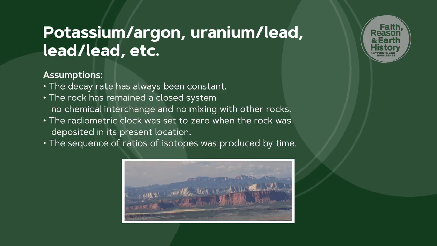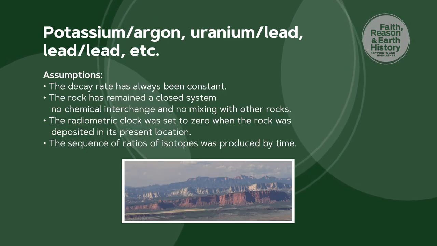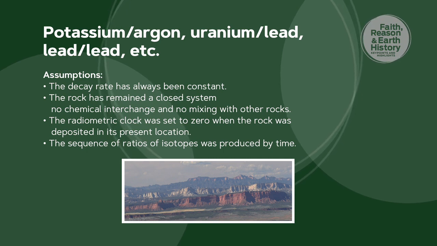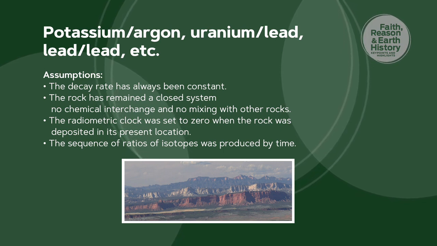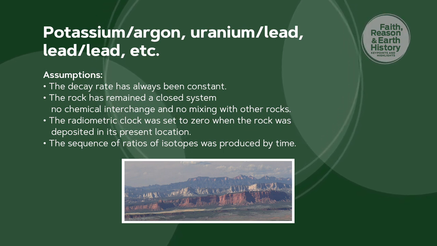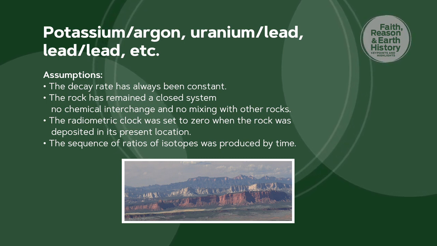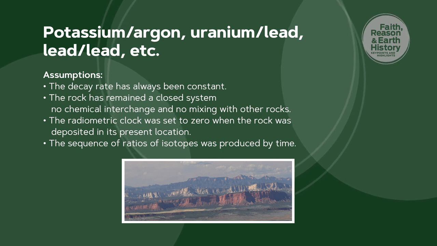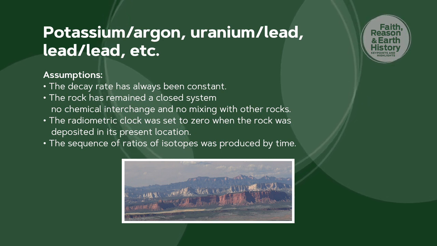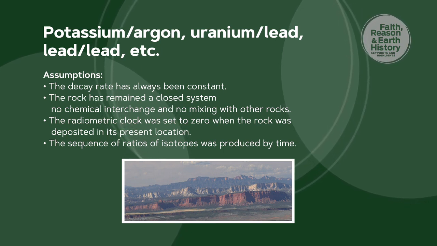The other methods, like potassium-argon, uranium-lead, lead-lead, these have partly different assumptions. One assumption is the decay rate has always been constant. Another one, the rock has remained a closed system, which means that there was no chemical interchange and no mixing with other rocks. Another assumption is the radiometric clock was set to 0 when the rock was deposited in its present location, and the sequence of ratios of isotopes was produced by time and not by other factors.